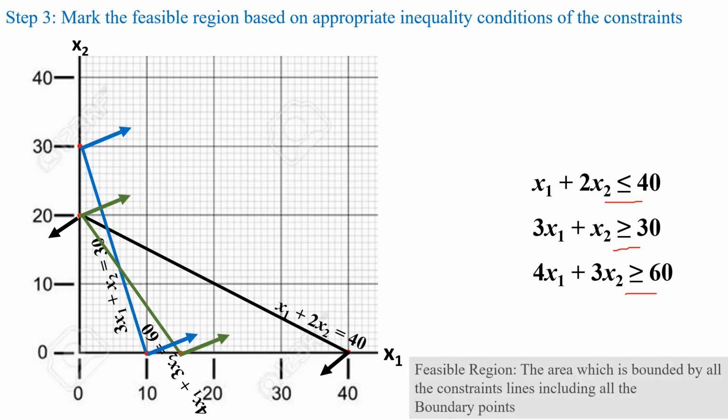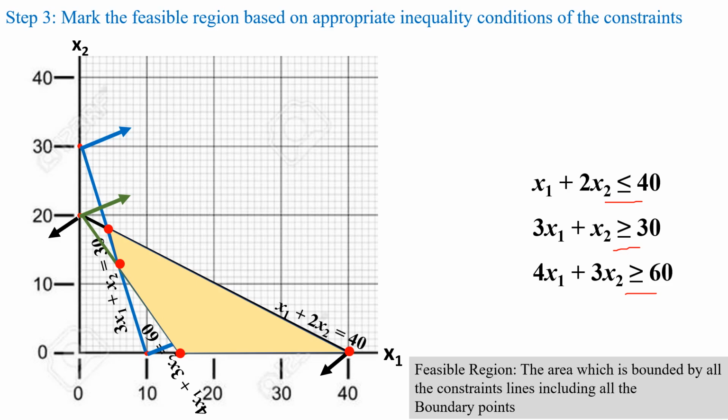Next we have to mark the feasible region. What do you mean by feasible region? It means the area which is bounded by all the constraint lines including all the boundary points. So we have to consider the region which is common for all the constraints. So here observe that this is the common area for all the constraints.